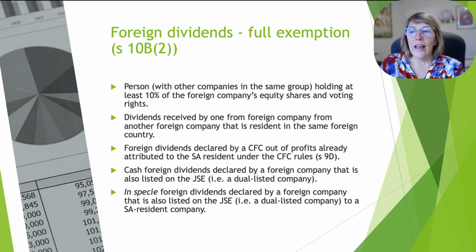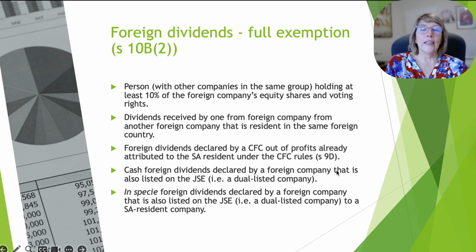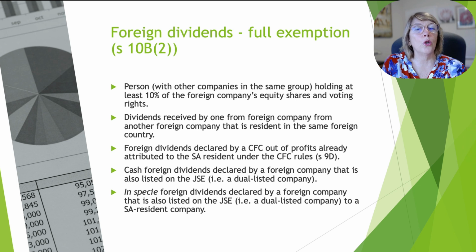Another one, which is a little simpler, is where you've got cash foreign dividends declared by a foreign company that is what we call dual listed. For example, you've got a number of companies listed on the JSE that are also listed on other stock exchanges, like the London Stock Exchange, all right? So if you've got a company that is dual listed, so it's listed on the London Stock Exchange, also listed on the JSE, and now you get dividends from this, like Investec PLC, all right? It's a London-based company listed on both the London and the Johannesburg Stock Exchange. There, your foreign dividends would be fully exempt, all right?